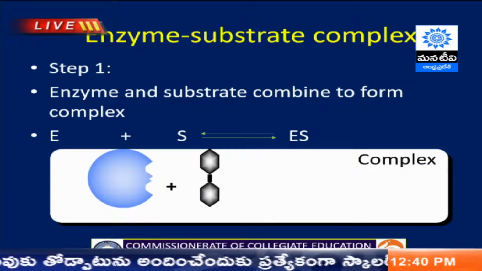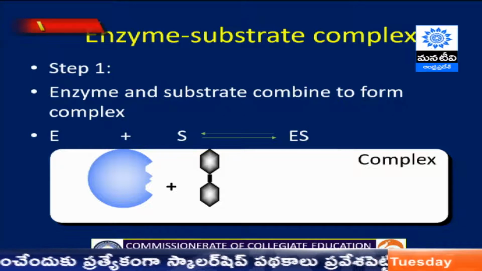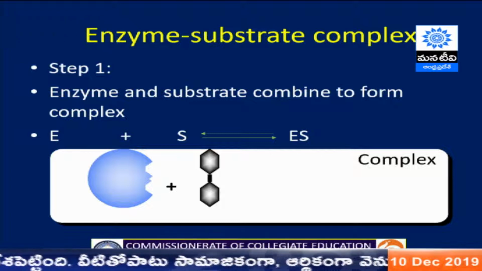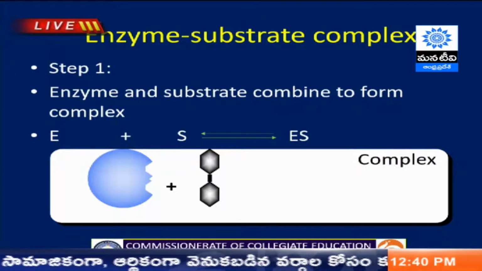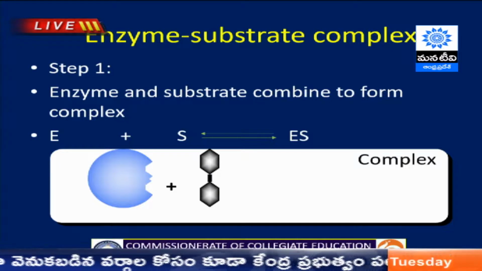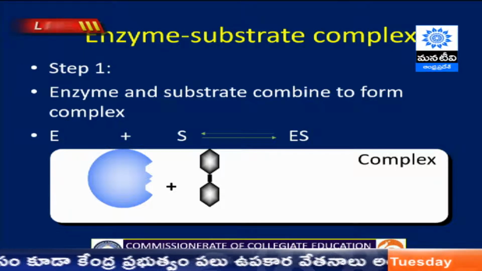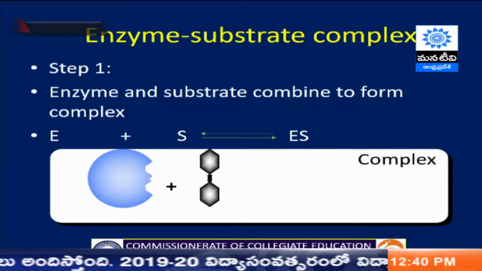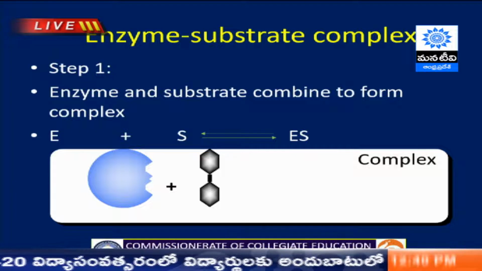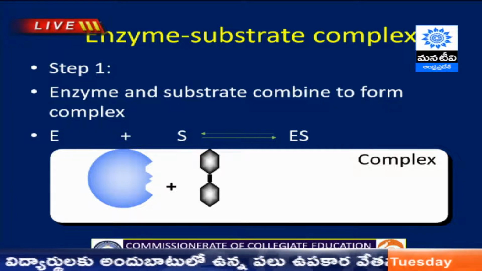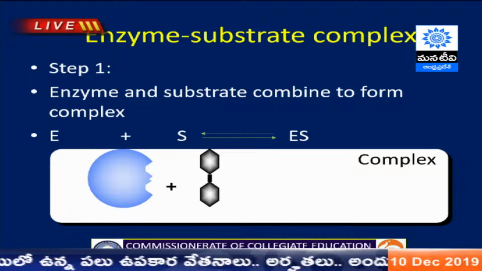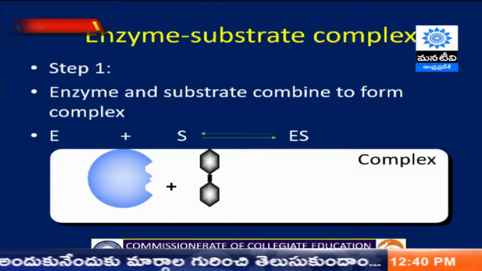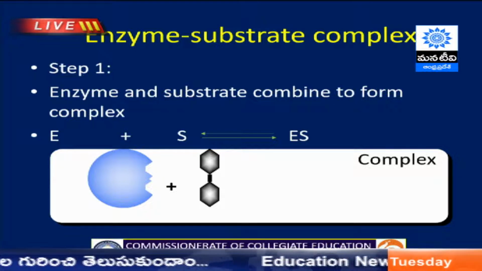So coming to the enzyme substrate complex, the enzyme molecule and the substrate molecules combine or react with each other to form an enzyme substrate complex, which is the intermediate complex in a chemical reaction. So the enzyme substrate reactions will be finished in two steps. In the first step, the enzyme combines with or collides with the substrate and reacts to form an enzyme substrate complex, which is the intermediate complex.